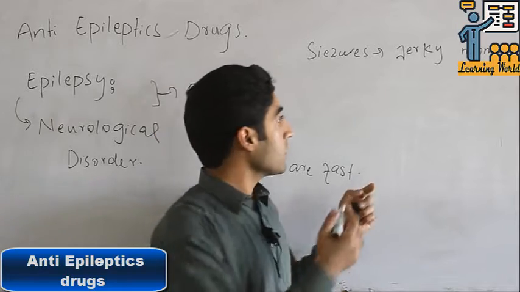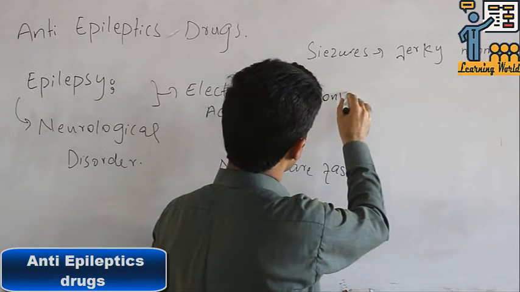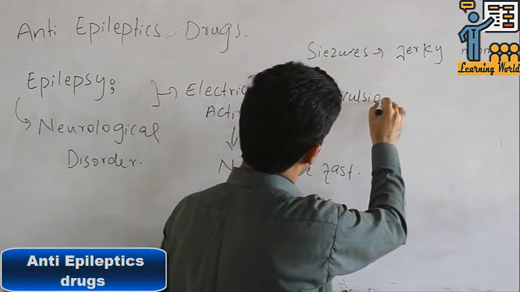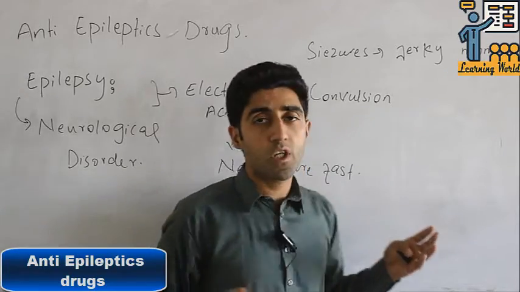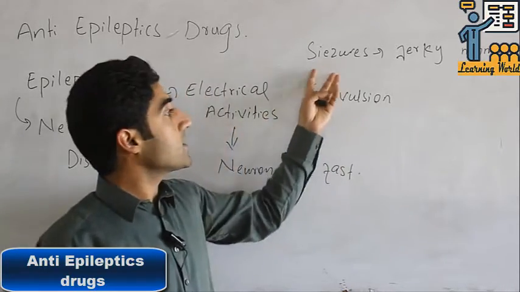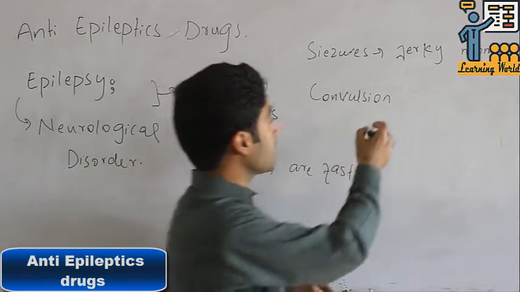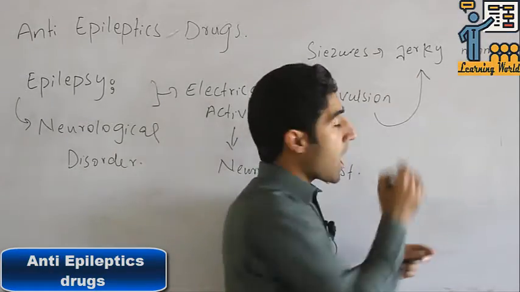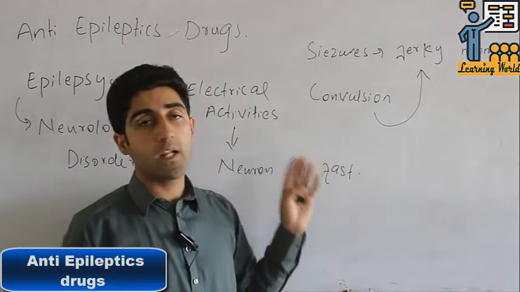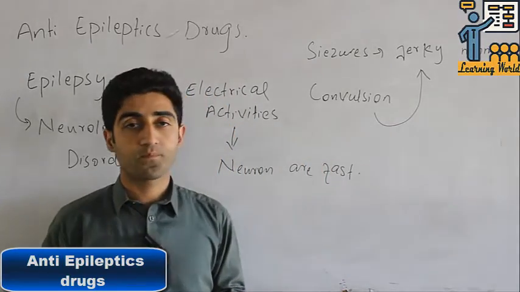But in convulsion, what is convulsion? Convulsion is also a jerky movement of the body. But in seizure, sometimes the jerky movement will be hard, while in convulsion, the jerky movement always occurs in epilepsy. This is the convulsion.